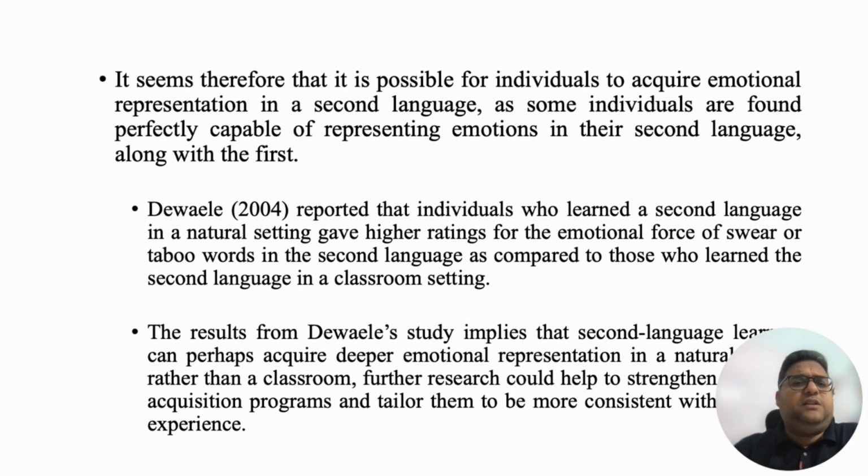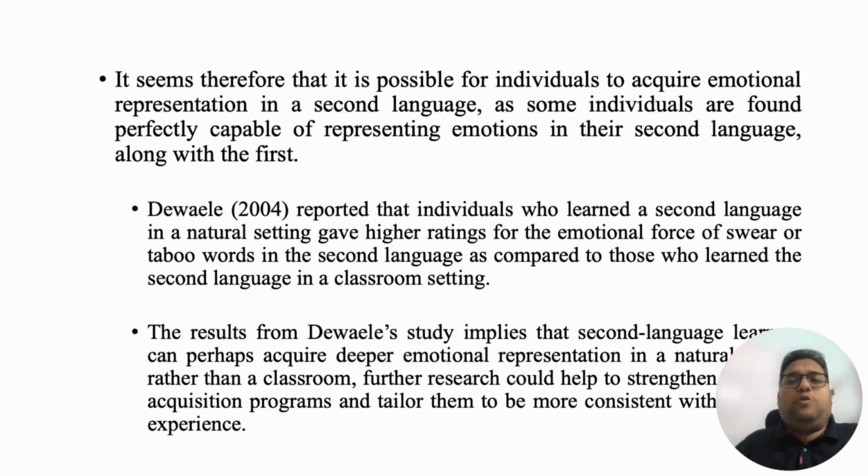It seems therefore that it is possible for bilinguals to acquire emotional representation in a second language, provided that they are learning the two languages very early in age, and provided they are very highly proficient in both the languages. Because indeed, some individuals are found perfectly capable of representing emotions in their second language along with their first. For example, I know people who are very good in writing poetry or songs in both their languages. I had a friend who could write poetry in Malayalam and English at the same time, sing in Malayalam and English, and could express himself emotionally and otherwise in both the languages equally well.